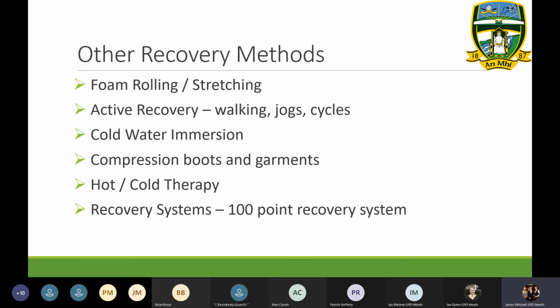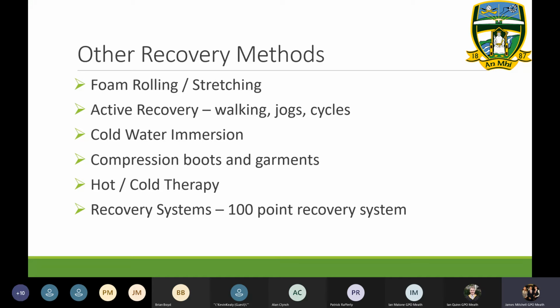Yeah, so cold water immersion. Whether that be getting into an ice bath or into a lake or sea or something like that. That can be free if you're going into a lake or sea, or if you're going to an ice bath, it's probably going to cost you something. Then compression boots and garments. Specific areas, gyms or recovery zones might have compression boots, and garments can be purchased off sports shops or skins or anything like that. After that is the hot and cold therapy, and then the last one is our recovery systems.